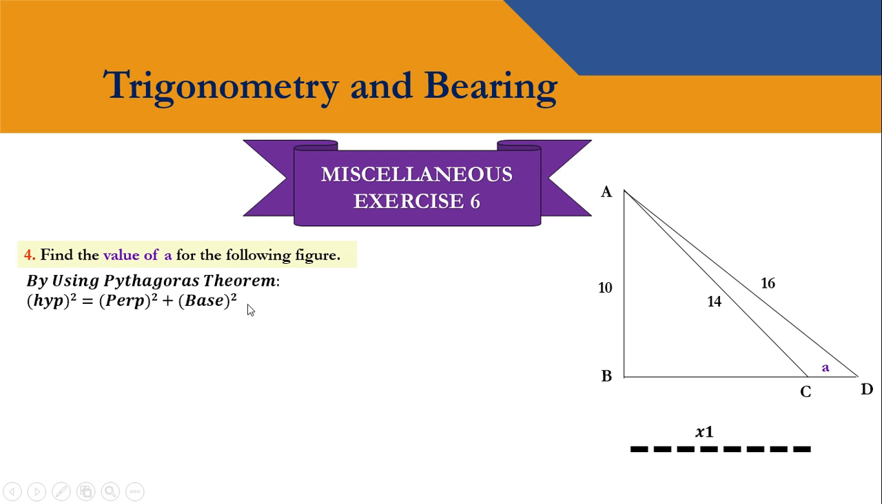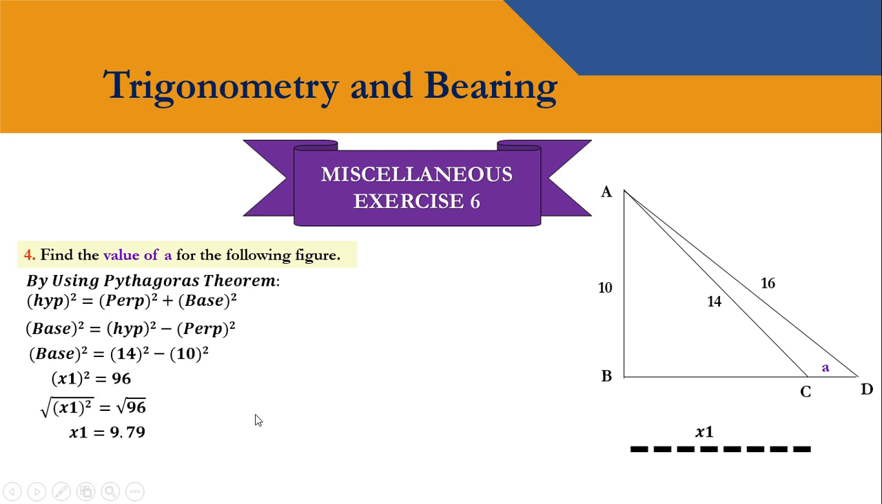Now to calculate the distance between B and C, which is denoted as x1, we use the Pythagoras theorem. Hypotenuse square is equal to perpendicular square plus base square. Now we need the base value. So base square is equal to hypotenuse square minus perpendicular square. Putting in the values of hypotenuse and perpendicular, we get the value of x1, which is equal to 9.79.